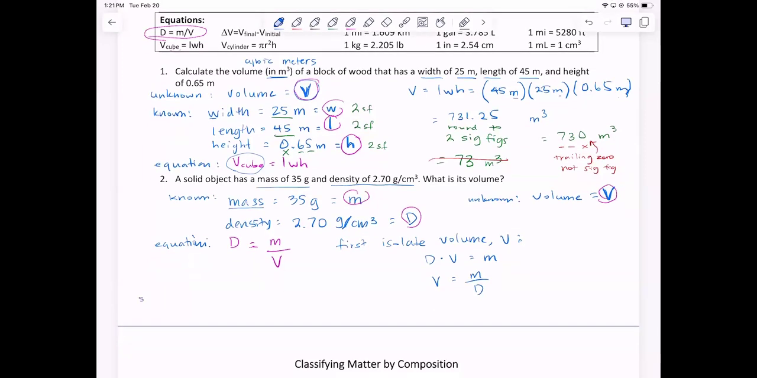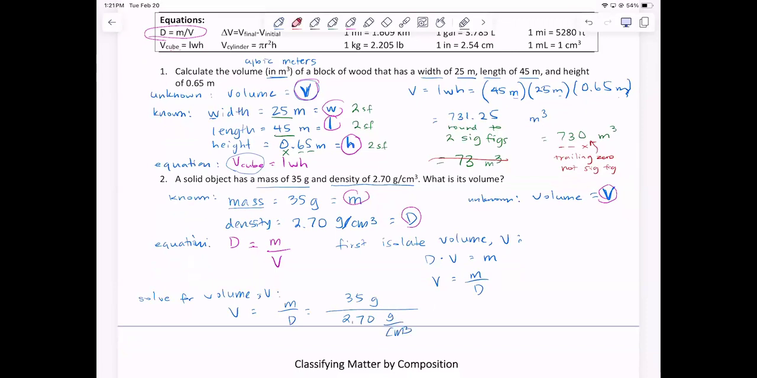So then I can solve for volume, which is V equals the mass over the density, and plug in those numbers. So that's 35 g over 2.70 g per centimeter cubed.